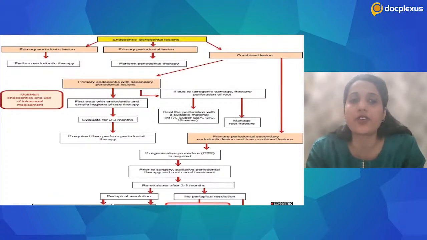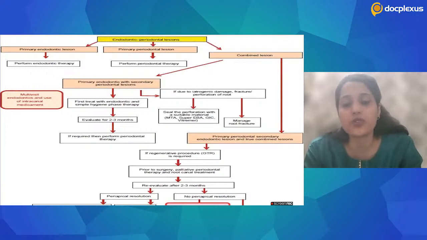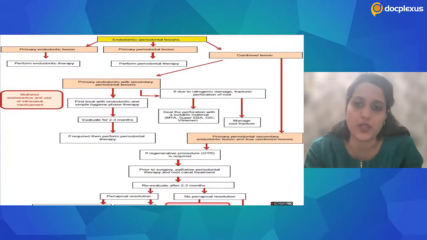Then after treating it with endodontic therapy, and when you have performed a basic hygiene procedure, just do not forget about the tooth. It is always good to see your healing cases. So you should have an evaluation after 2 to 3 months. And if it is not healing, then the patient should be informed that you might have to do one extra periodontal therapy as well.